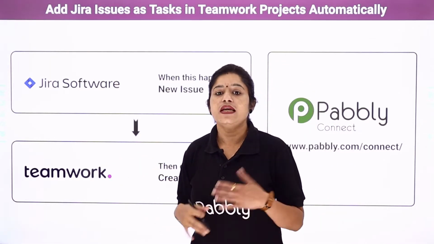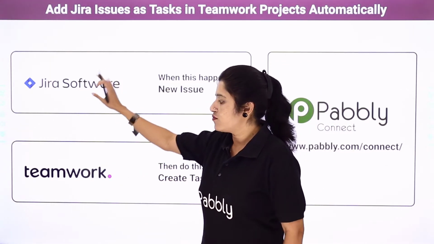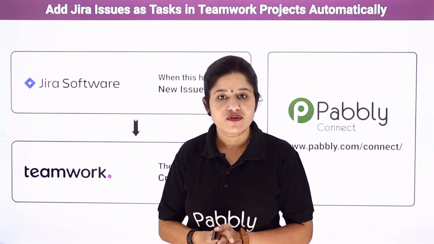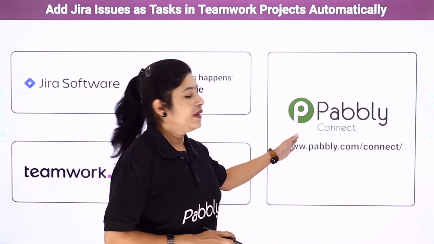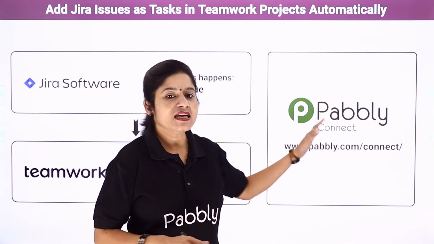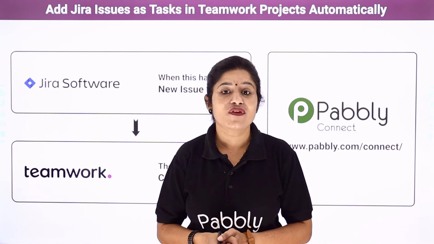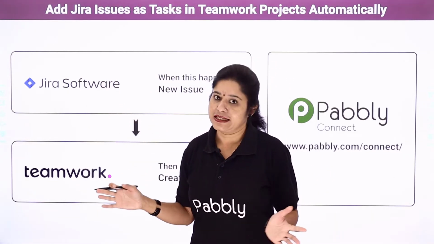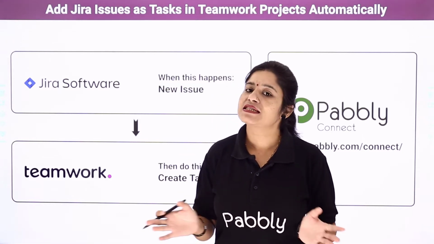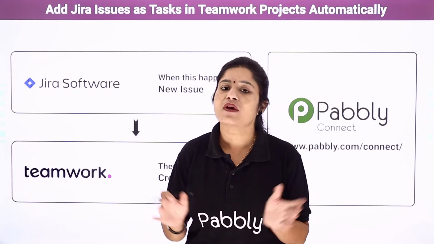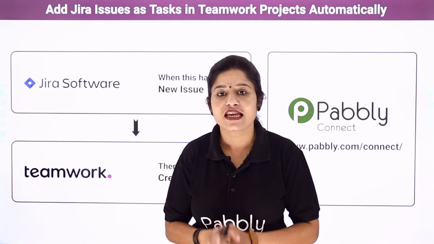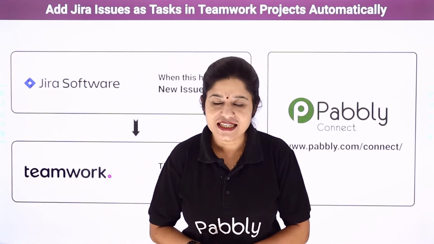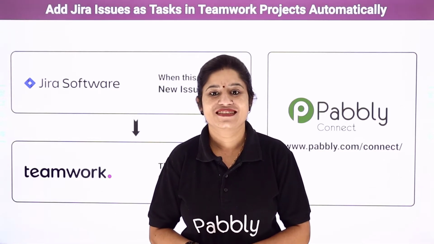For this, we need to create a connection between your Jira software and Teamwork. In order to create a connection, we are going to use a software application named Pabbly Connect. Pabbly Connect is an automation and integration software which will help us in integrating Jira with Teamwork automatically. The best part is it doesn't require any coding skills or programming knowledge. Even a non-technical person can use this software application very easily. So let us learn the integration process now on my screen.